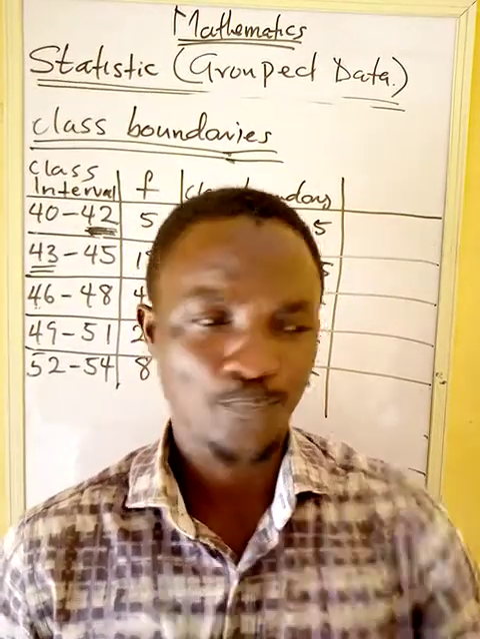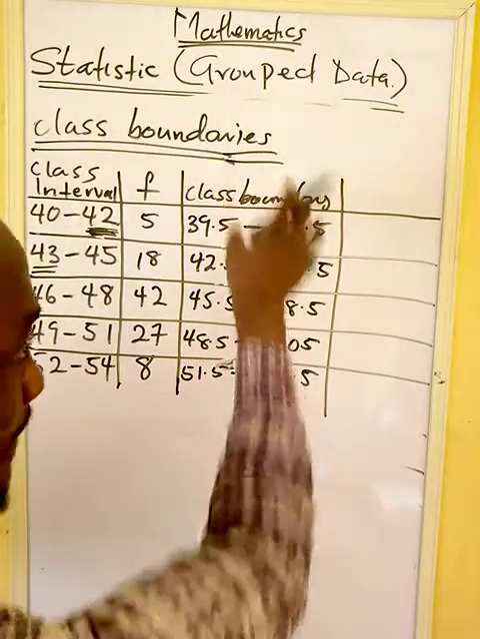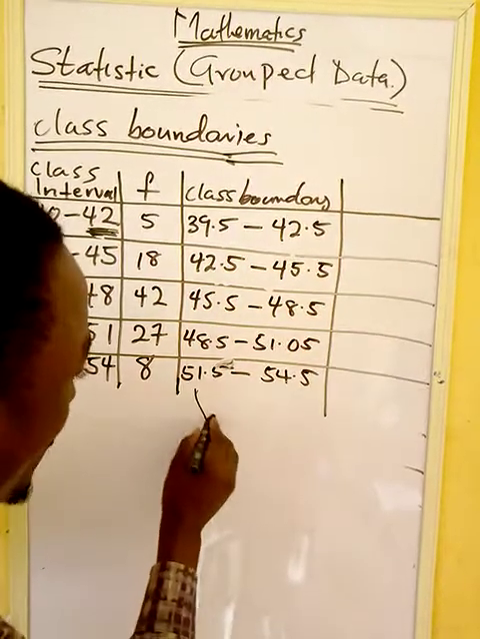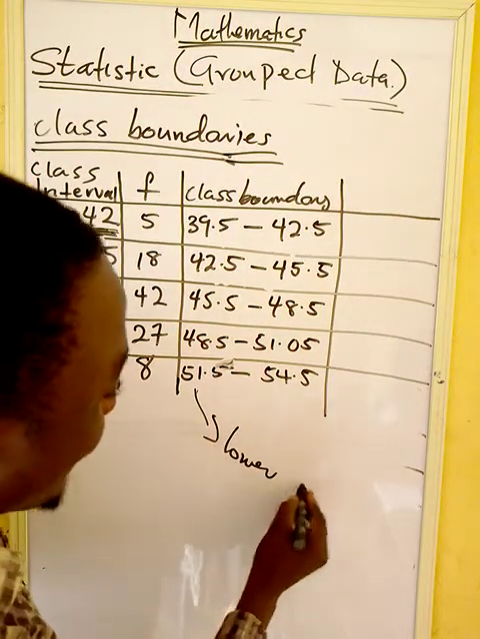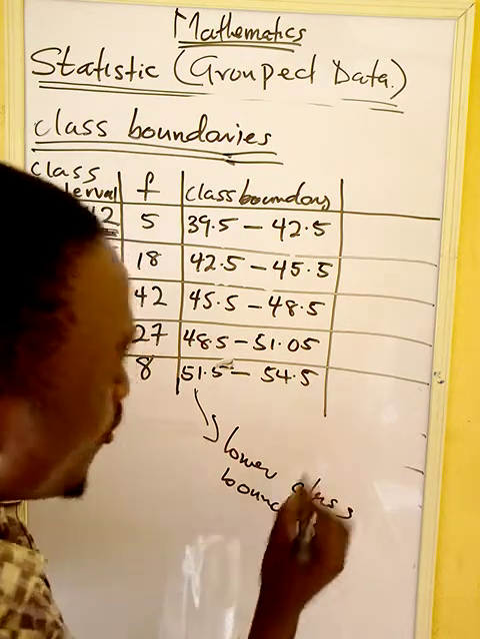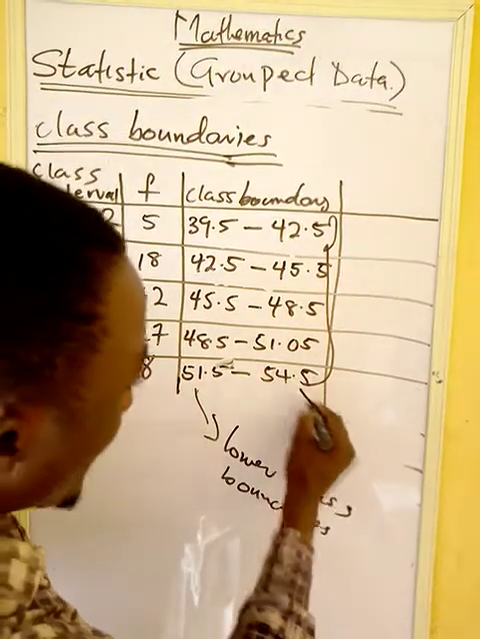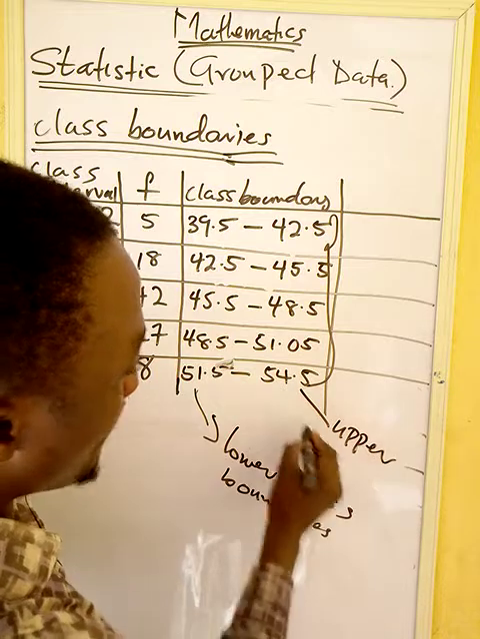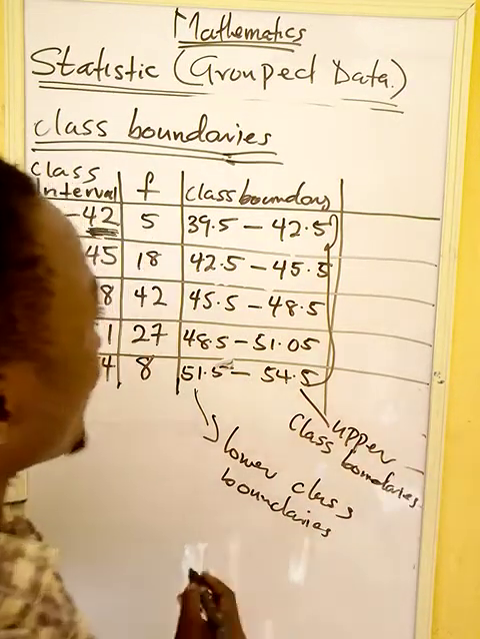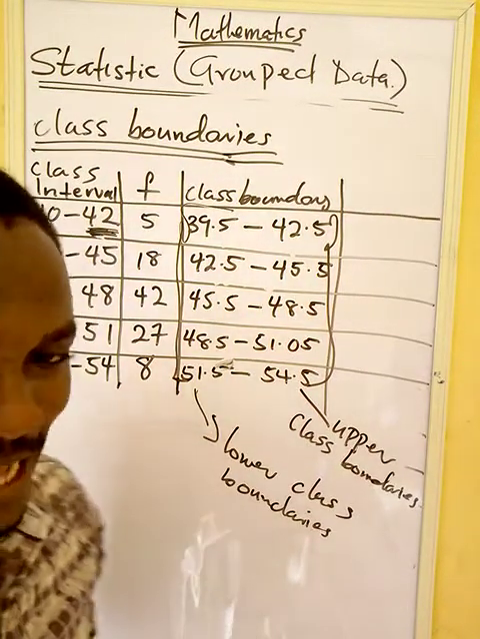Now if you look at the board, we have two class boundaries. This side, we call them lower class boundaries, and all these sides we call upper class boundaries.